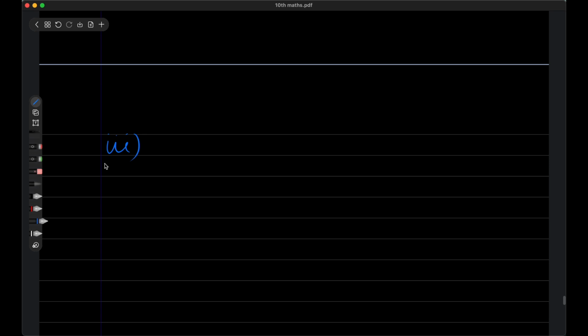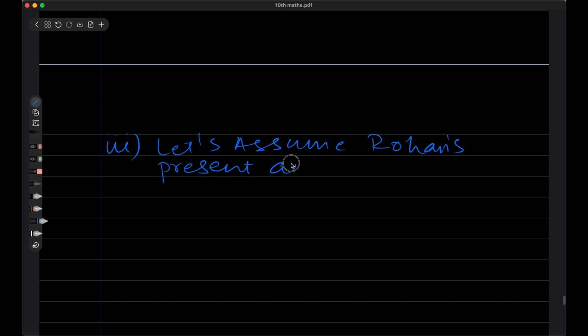In this case, Rohan's mother is 26 years older than him. If we assume Rohan's age is x years, then Rohan's mother, who is 26 years older, will be x plus 26. We would like to find Rohan's present age, so let's assume Rohan's present age is x years.